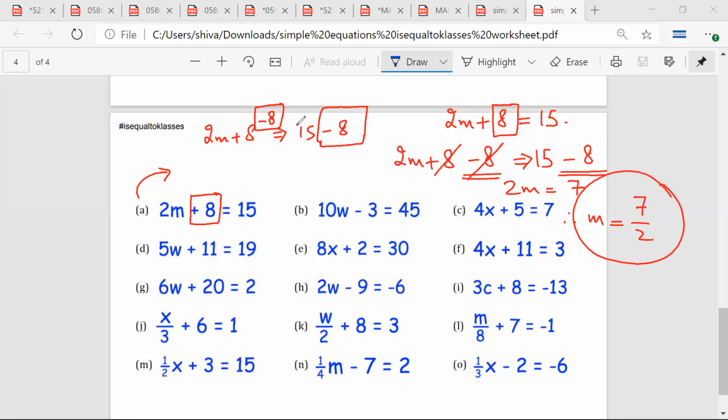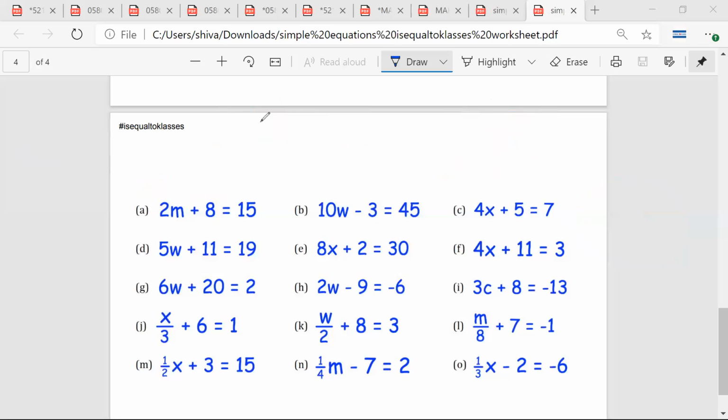So, Mr. Satya, if you write it like this, 2m plus 8 is equal to 15, then 2m plus 8 is equal to 15 minus 8, that is incorrect. Have you understood? Yes, sir. The rules are simple: add on both sides, subtract on both sides, multiply on both sides, and divide on both sides. Have you understood what I'm saying?